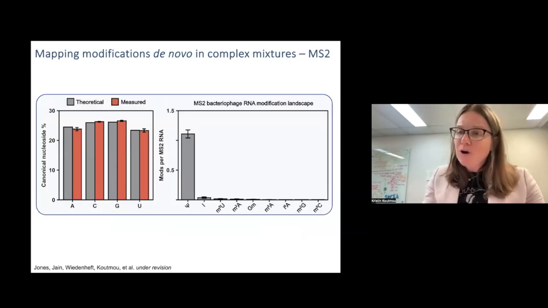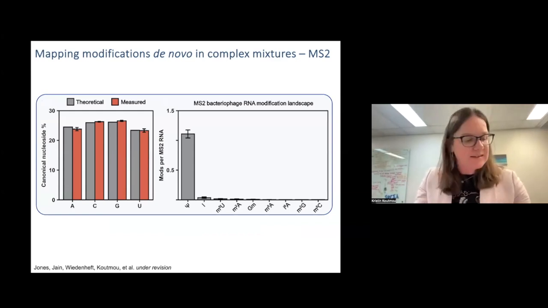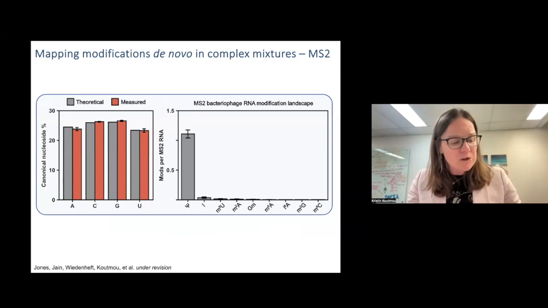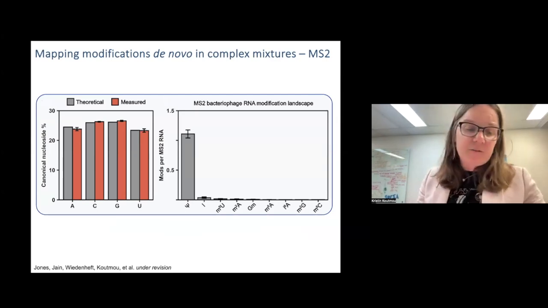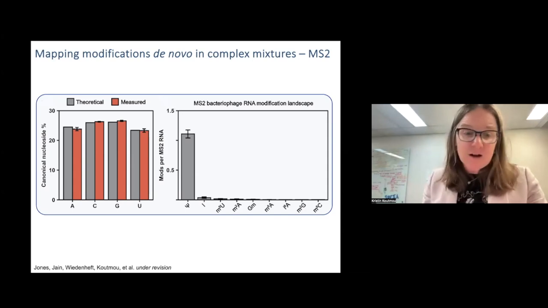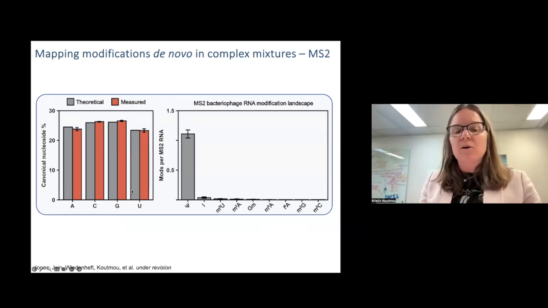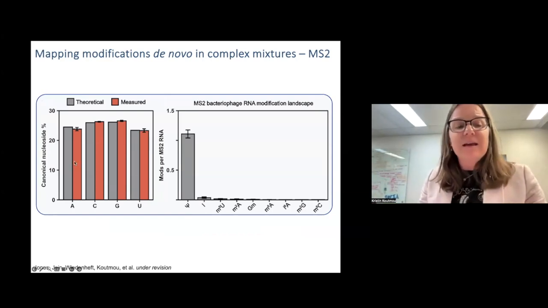And even more, I think, interestingly, in the de novo space is that we sequenced the MS2 bacteriophage, which had not been reported to have modifications. So in this case, we began by doing nucleoside analysis on the bacteriophage together with Blake Wiedenheft at Montana State. And when we did this, we were able to correctly, in the correct ratio, measure the canonical bases, A, C, G, U, in a quantitative way.